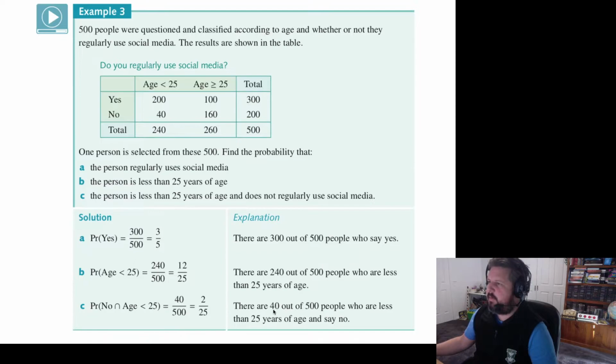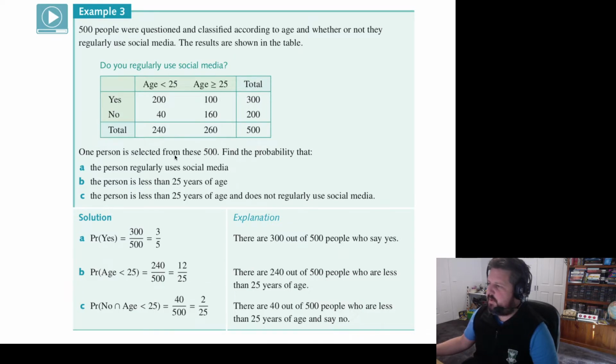Alright, next one, example number 3. It says here 500 people were questioned and classified according to age and whether or not they regularly use social media. They've created a table. Perfect. Again, you'll notice this one has the age less than 25 listed here, where it's greater than or equal to 25 here. They've listed the totals for each of these sides and the grand total obviously down the bottom here.